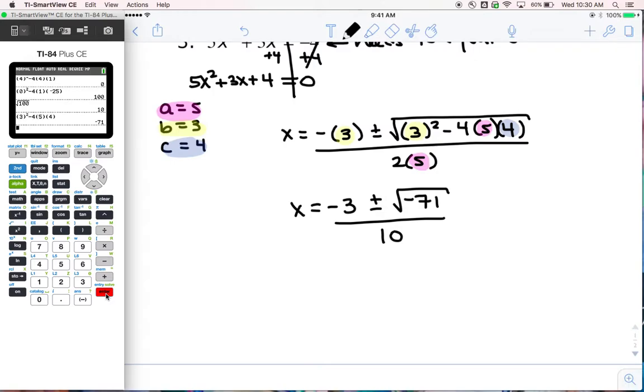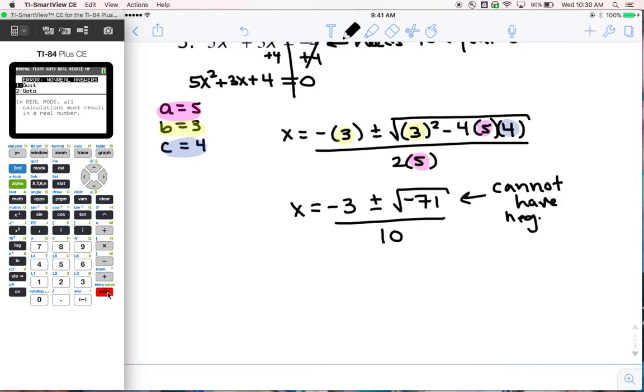You know what, let's do this. What is the square root of negative 71? Let's try that. Square root of negative 71. We get an error. Non-real answers. Okay, that's right. We cannot have a negative number in a square root. Did you guys remember that? We cannot have a negative in a square root.